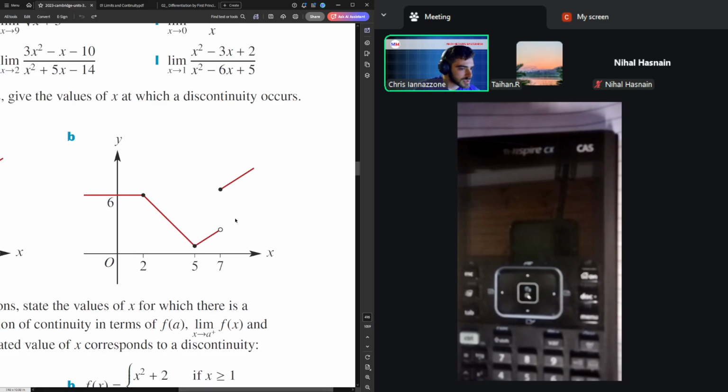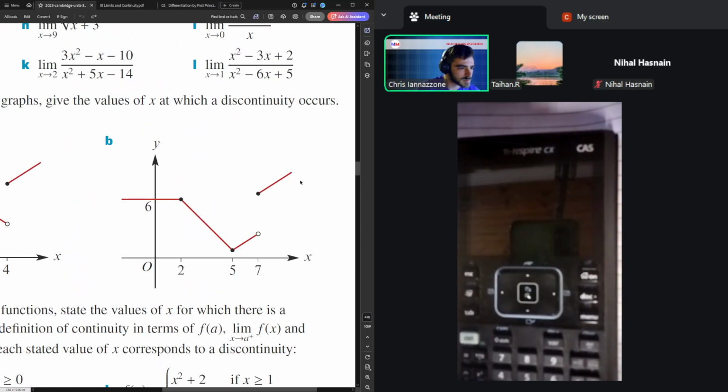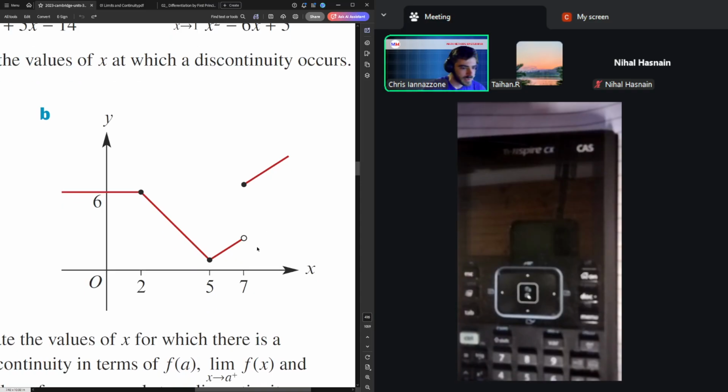There's only one discontinuity here actually, so not too much to practice on that specifically. Let's give it a shot anyway. So part B, we got one discontinuity. Why? Which of the criteria is met or not met?